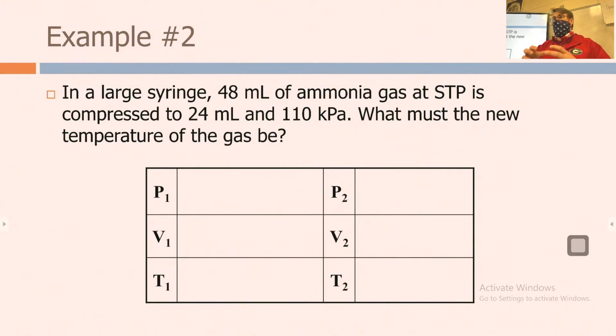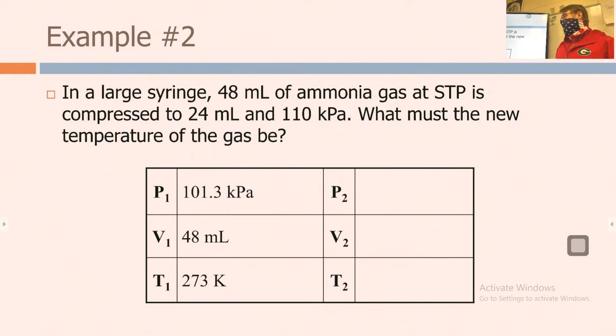48 milliliters. What does that represent? That's V1. Of ammonia gas at STP, what does that represent? That tells you pressure and temperature, one or two? One, because we identified that one as one. So V1, so standard T is 273 Kelvin, and V was 48, and standard P is 101.3 kilopascals. Wait a minute, why did we just choose 101.3 kilopascals?